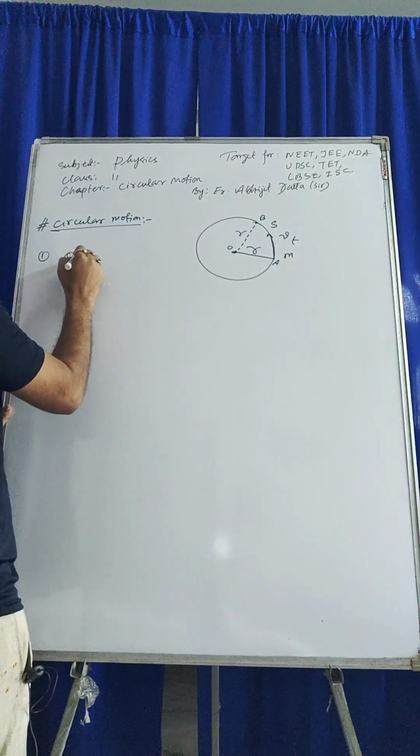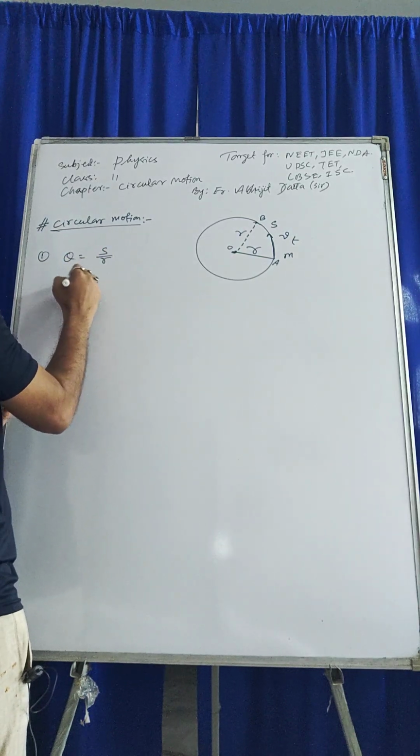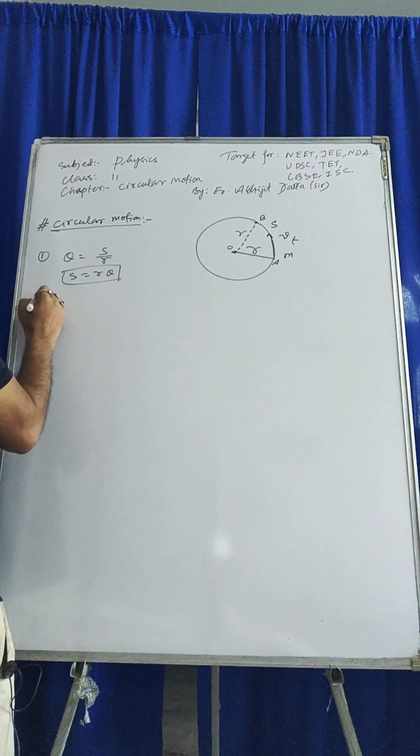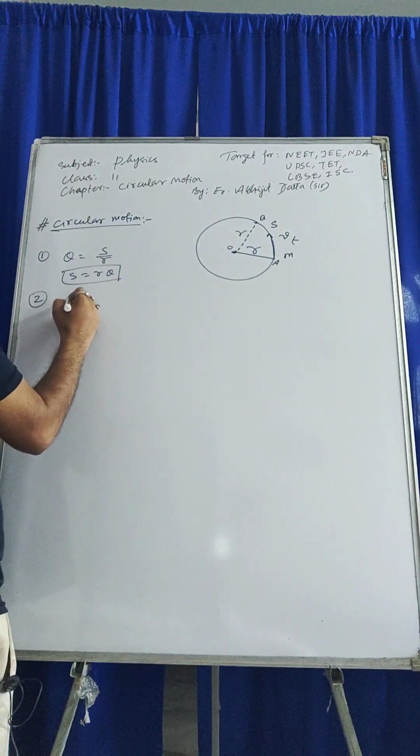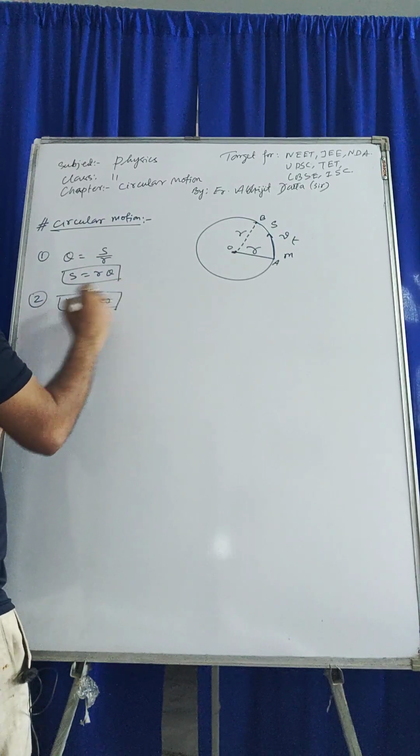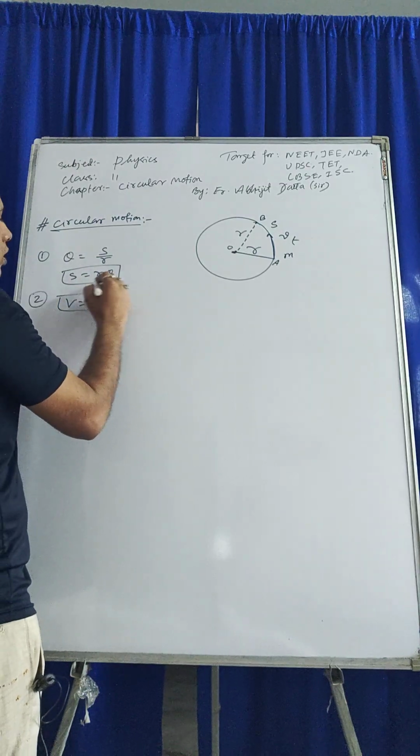Number one formula is theta equal to s by r, that is s is equal to r theta. Okay, this one is the number one relation. Second relation is v equal to r omega. Okay, v equal to r omega. How v equal to r omega?